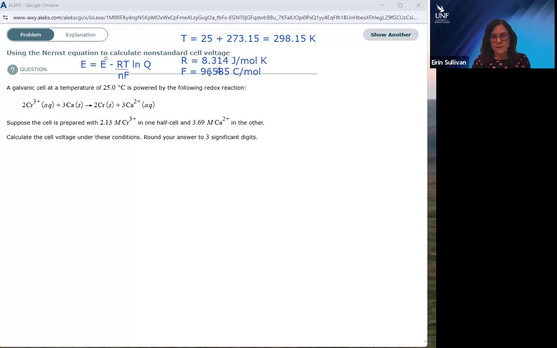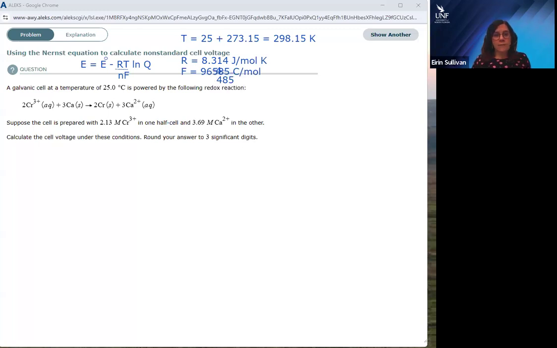96485. My bad. I'm just going to cross that out. How can I make it look so ugly? 9, 6, and then 485. Stop trying to memorize constants. Okay, so there we are.